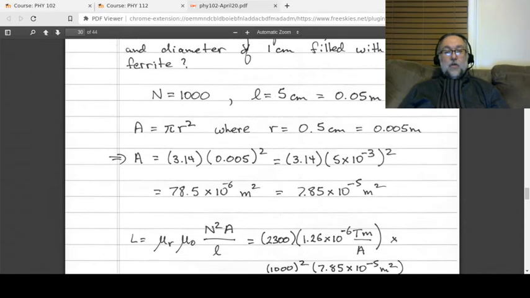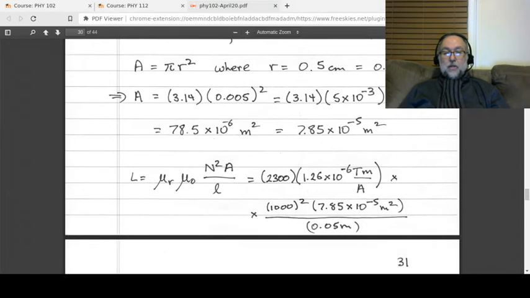If we plug in the numbers to get the area first, that's pi times 0.005 squared, which gives us a cross-sectional area of 7.85 times 10 to the minus 5 meters squared. Now we're ready to plug all our numbers into the equation for the inductance of a solenoid. It's going to equal mu r times mu naught, not just mu naught, because of the presence of the ferromagnetic material. It's mu r times mu naught, n squared A over L.